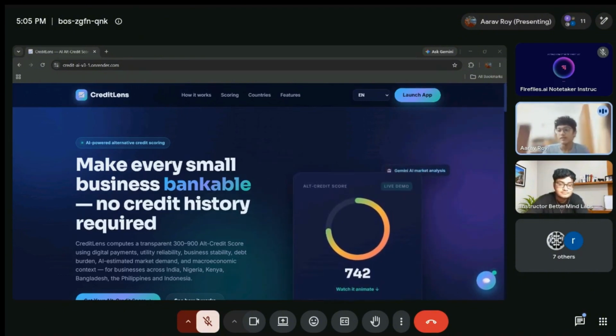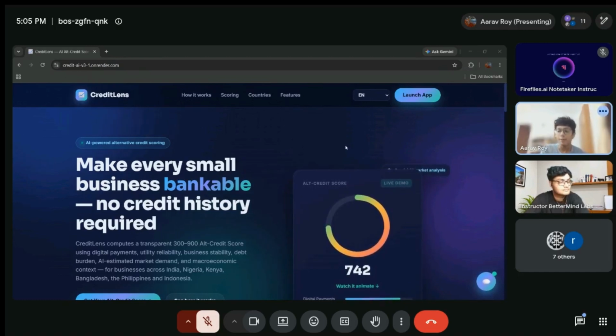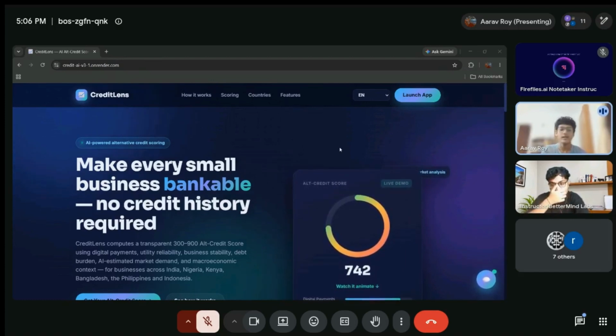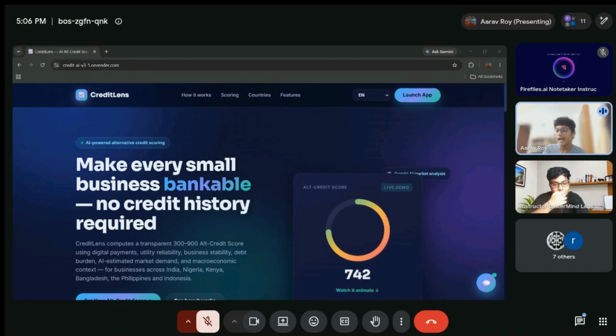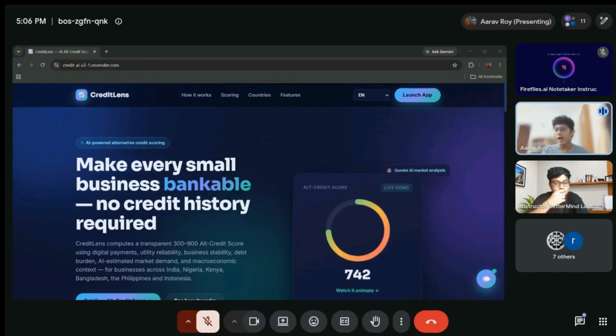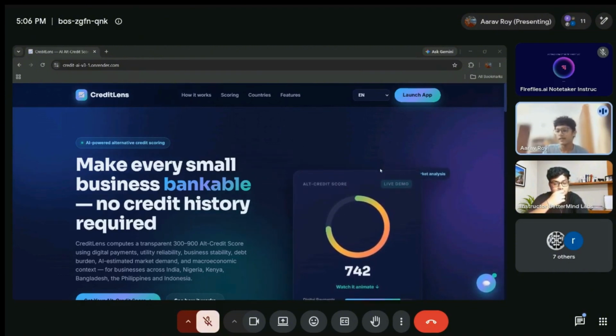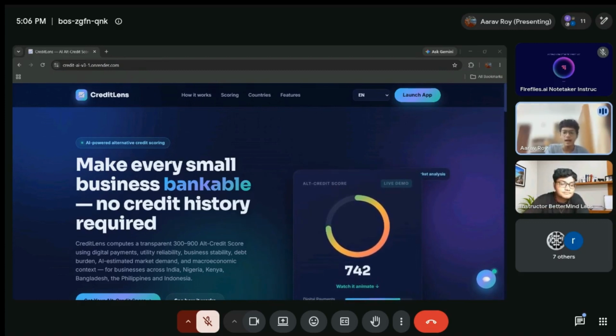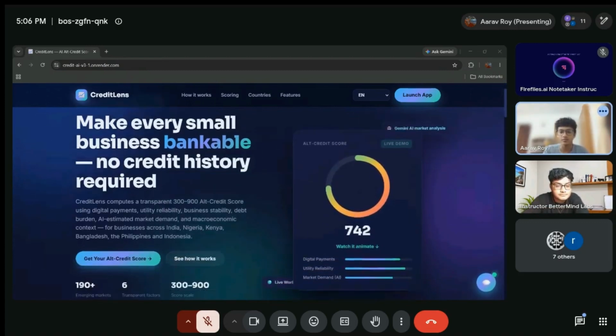Most of them run their business through cash and mobile payments, so there's no paper trail a bank can actually recognize. But that same phone data which they use, or any utility bill payments, actually tells you a lot about how reliable a business is. So CreditLens gets that data, and it also analyzes many different factors, such as how good the local market is, and other features which we'll be looking at, and it will provide a credit score.